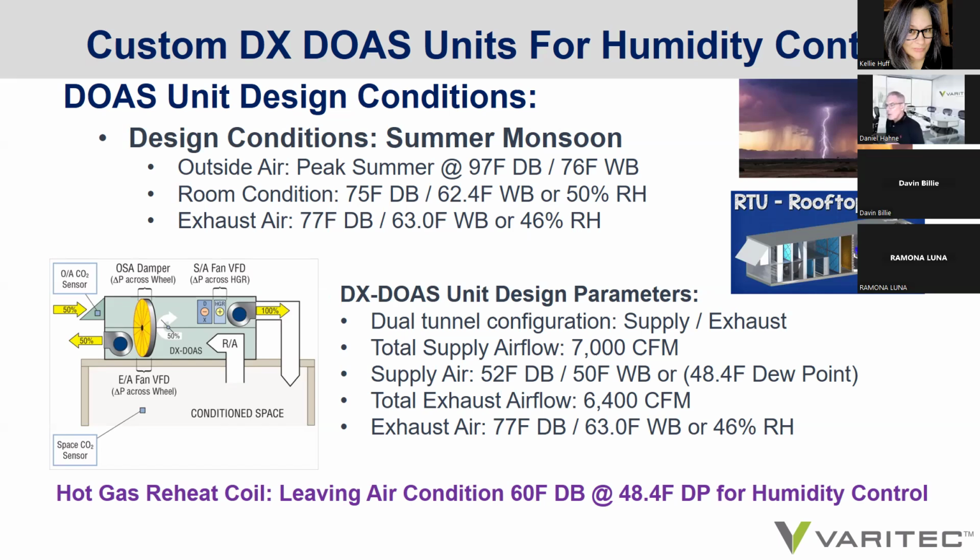We're going to provide a supply air condition of 50 degrees wet bulb in order to maintain adequate dew point to prevent humidity challenges in the space. And we're going to adjust the exhaust air side to 6,400 CFM at a 63 degree condition. If you have a hot gas reheat coil, you can provide easily a leaving air condition of 60 degrees, maybe even 65 degrees on a DX DOAS solution.